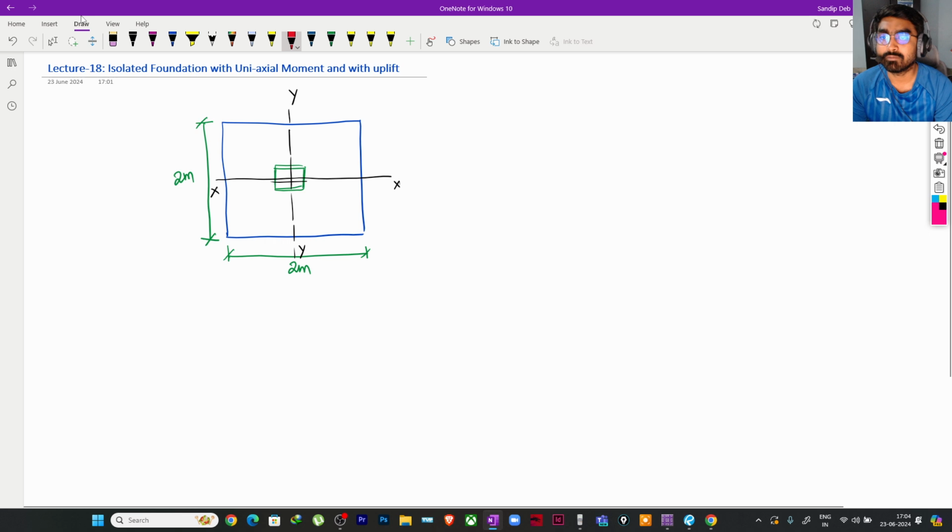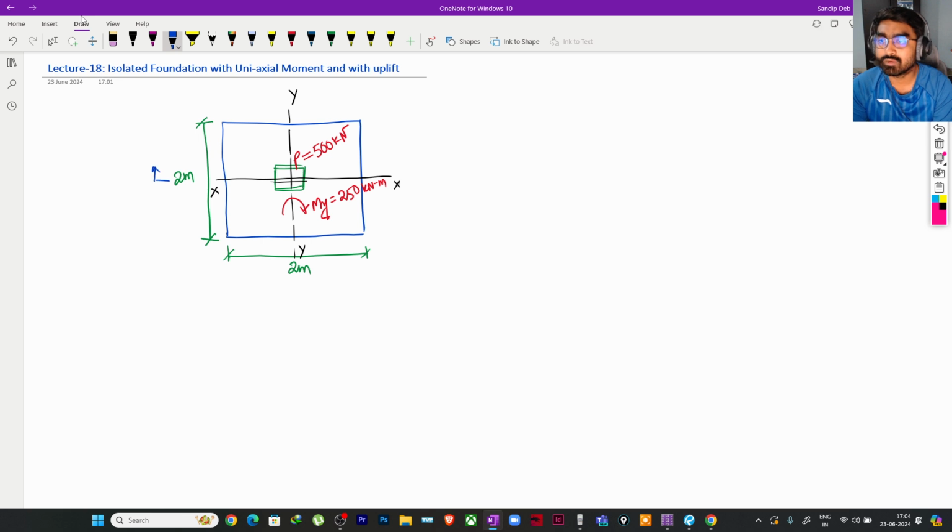Now what I will do, I will apply a vertical load of suppose 500 kilonewton and a moment about this y-axis, positive y, if you see right hand thumb rule. So this My is equal to suppose 250 kilonewton meter. So this much load that we have applied here, correct?